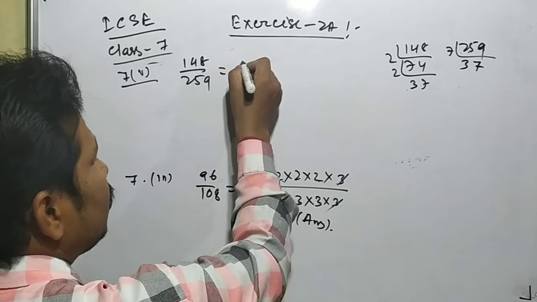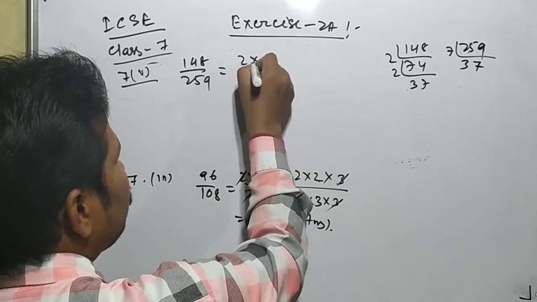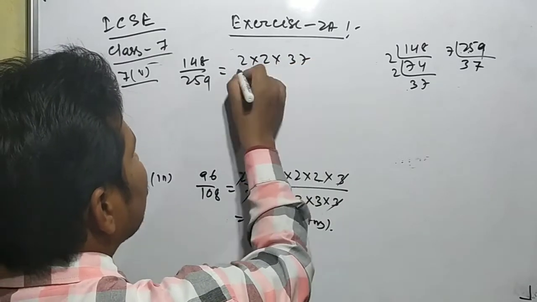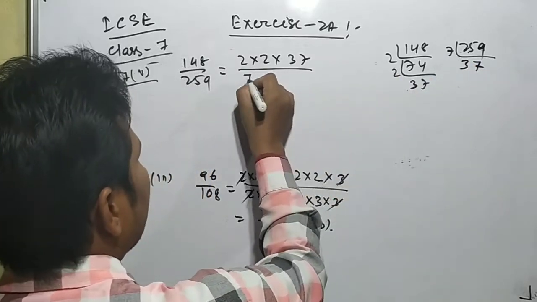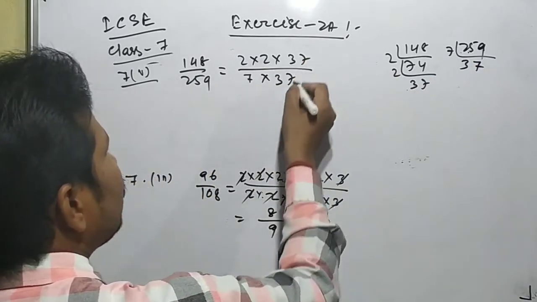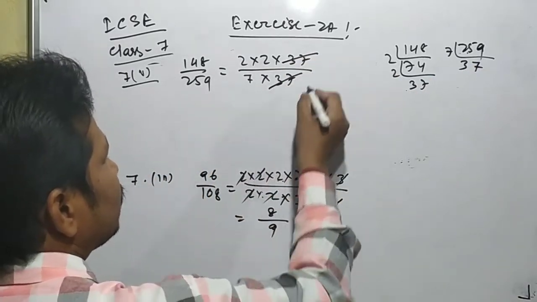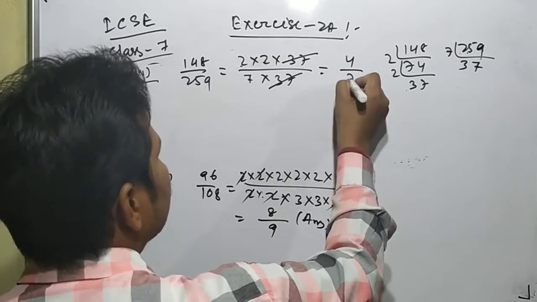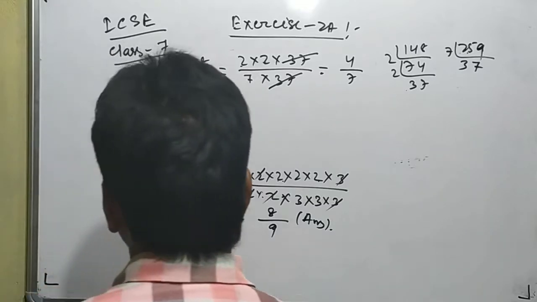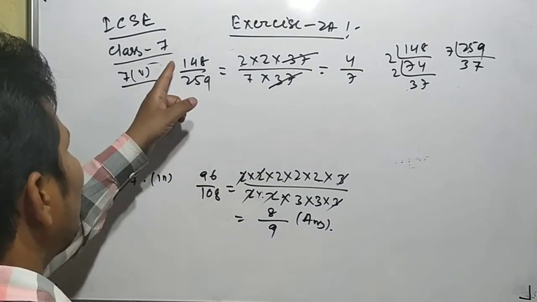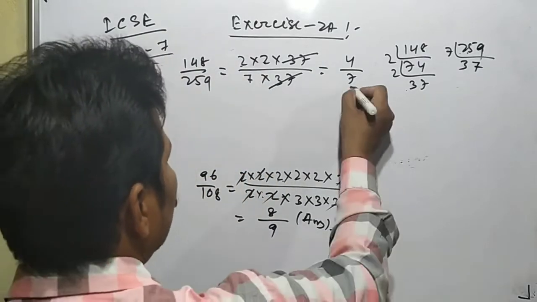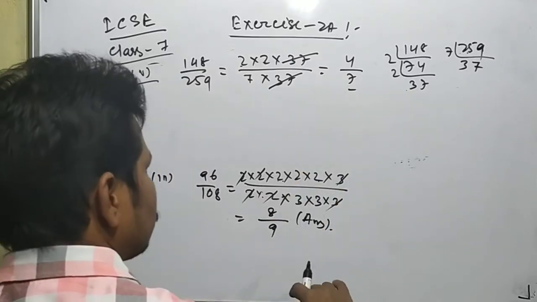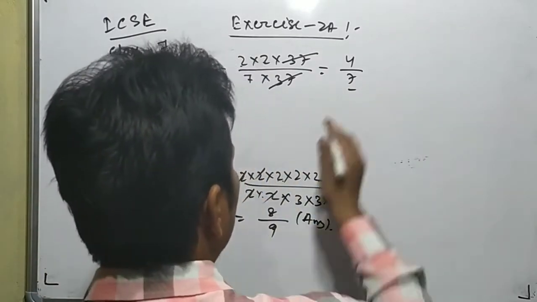So we can write 148 as 2 into 2 into 37, divided by 7 into 37. So here 37 can be cancelled. So our answer is 2 into 2 equal to 4 in the numerator, and the denominator is 7. So the reduction or simplest form of 148 by 259 is 4 by 7. This is the answer.